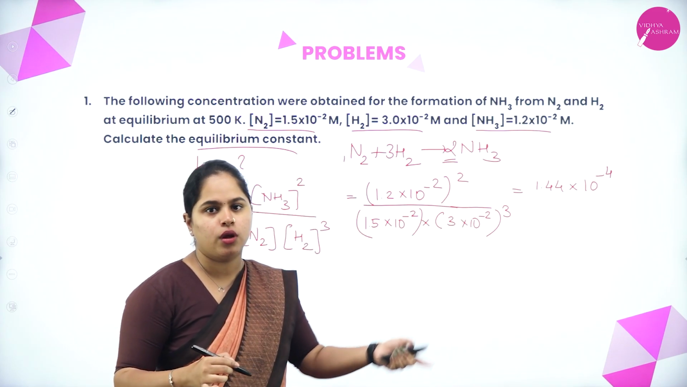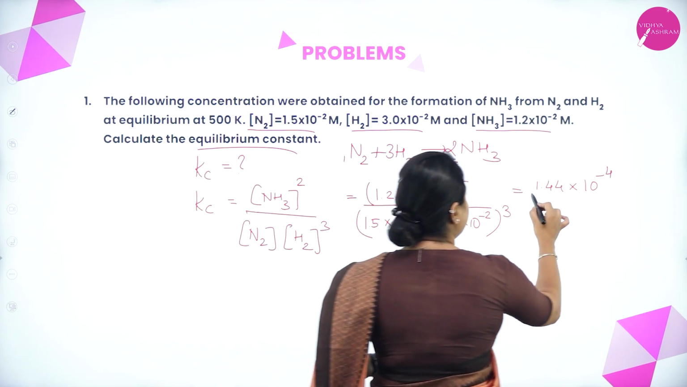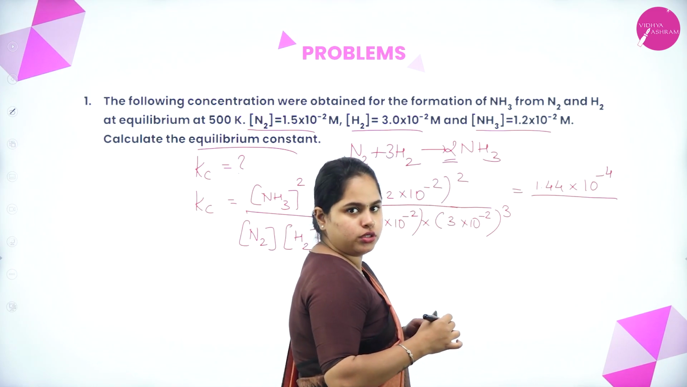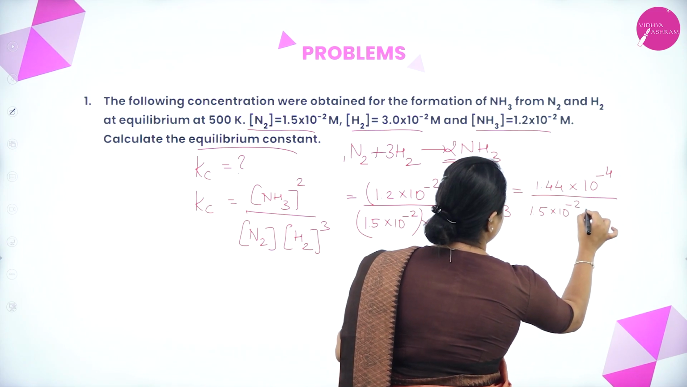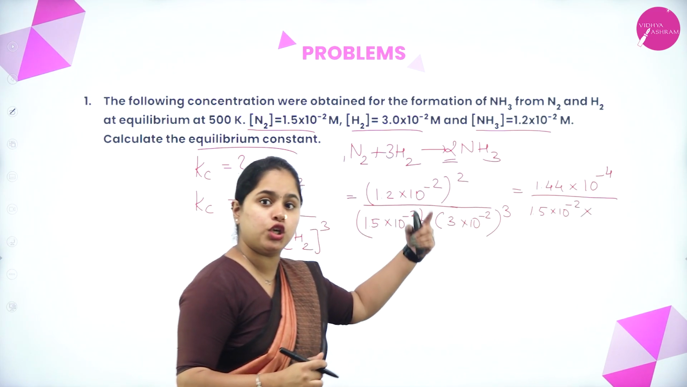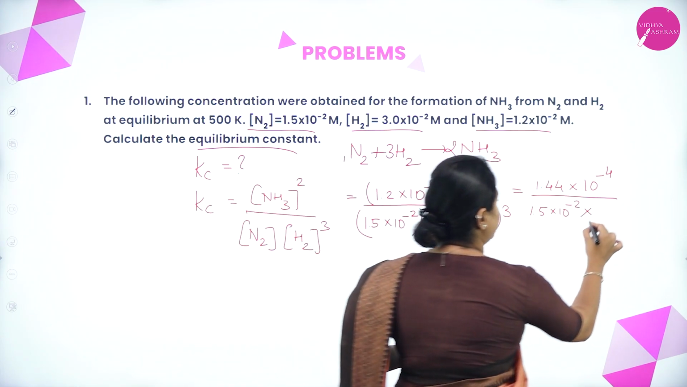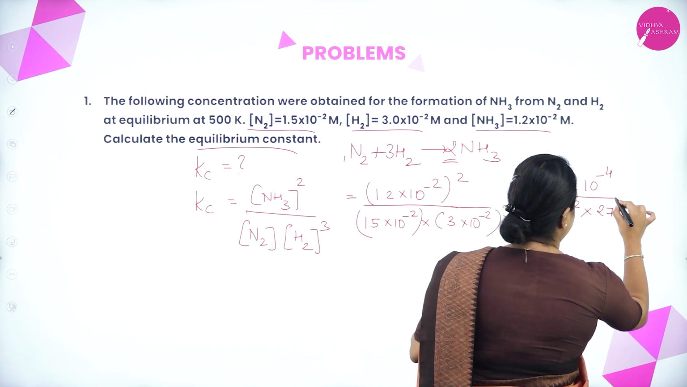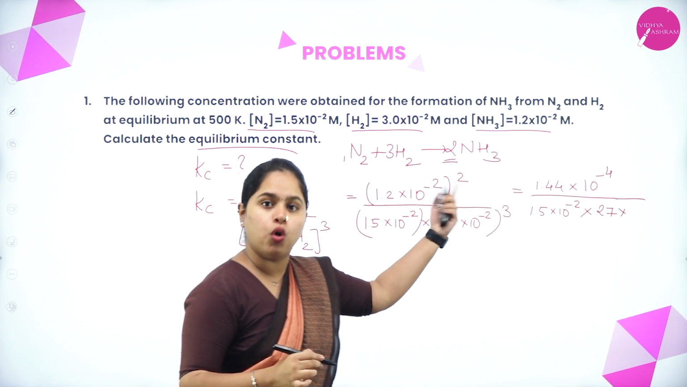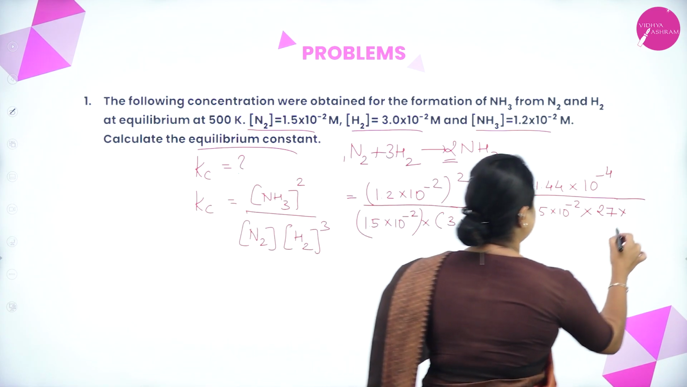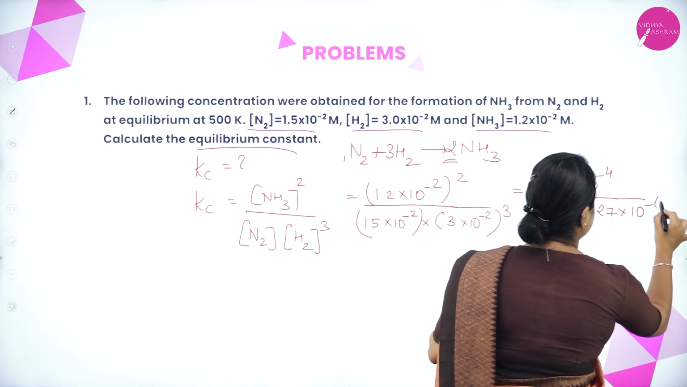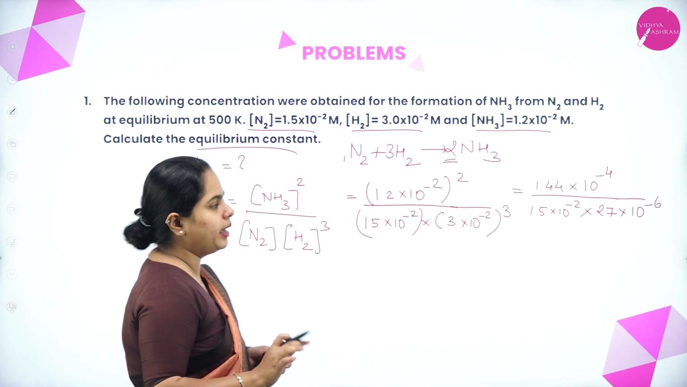That is 2 into minus 2, it will become minus 4, divided by 1.5 into 10 to the power minus 2, into, now this whole thing cube it is. So what is 3 cube? It is 27 into 10 to the power minus 2 whole cube, right? 10 to the power minus 2 cube will be 3 into 2, that is 6, that is 10 to the power minus 6 it will be. So I hope it is clear, right?